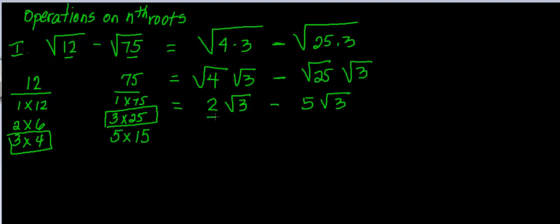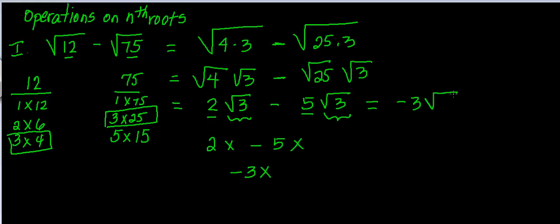And now notice I have coefficients of 2 and 5, and I have a radical with the same radicand. They both have a radicand of 3. That tells me that these are like terms. And if they are like terms, I can add or subtract them. So this is like having 2x minus 5x, where x is the square root of 3. And 2x minus 5x is negative 3x. If I do the same thing here, 2 square roots of 3 minus 5 square roots of 3 will give you negative 3 square roots of 3.